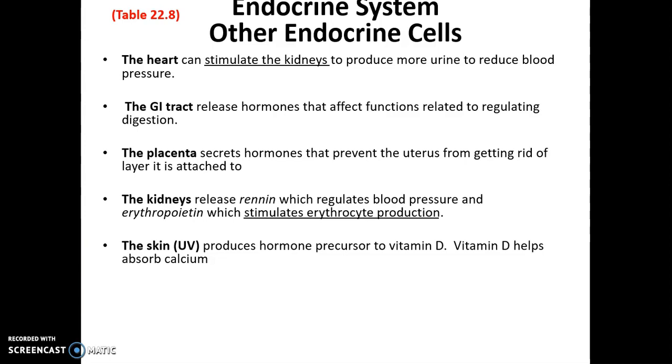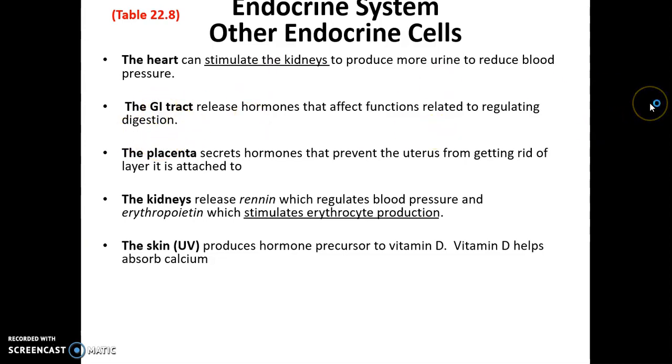As mentioned at the beginning of the lecture, there are a variety of other structures that produce hormones that at least have cells within them that would be considered endocrine cells, even though these structures are not considered part of the endocrine system. So for instance, the heart can stimulate the kidneys to produce more urine. Producing more urine is pulling extra water out of the bloodstream, which would then lower blood volume, which would then lower blood pressure.